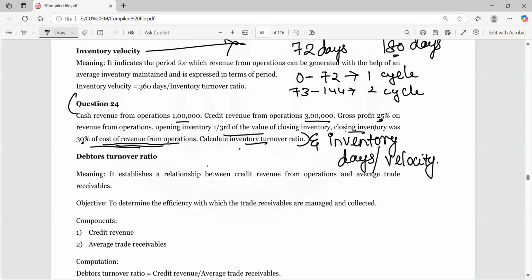See, listen, if the number of days is not mentioned in the question, it is always better to take 360 days, because 360 is divisible by 2, 3, 4, 5, 6, 9, even 8. So it is better to take 360 days a year, not 365. Otherwise, you will get the answers in decimal.